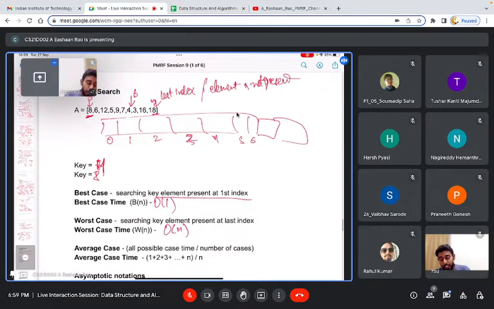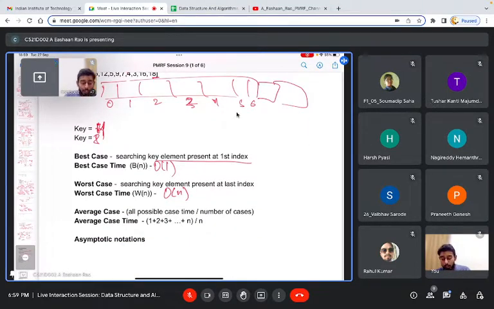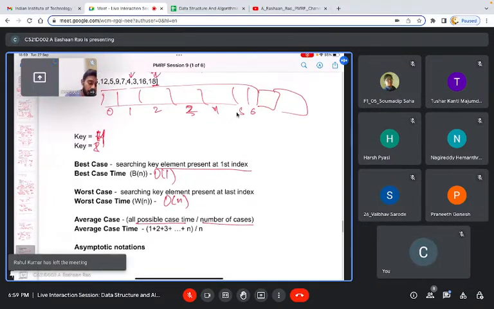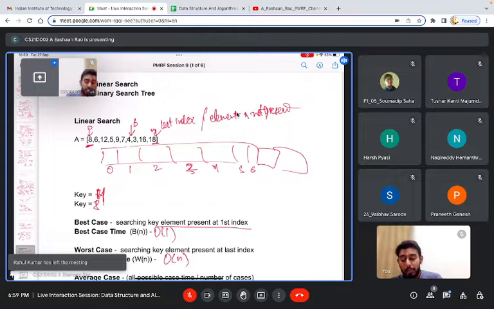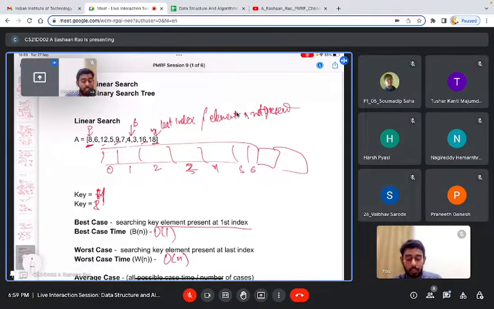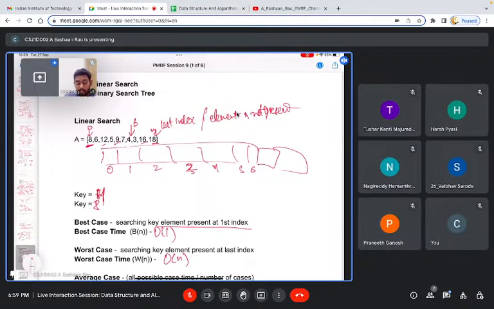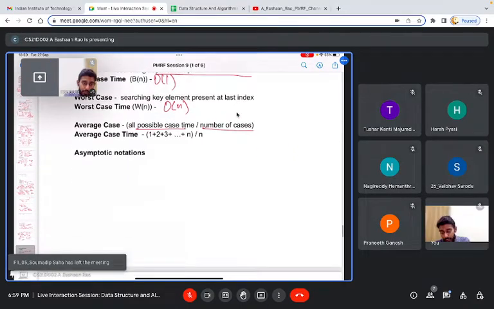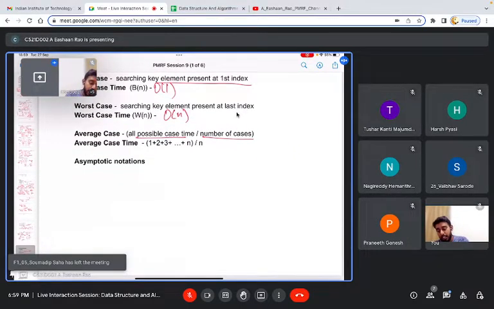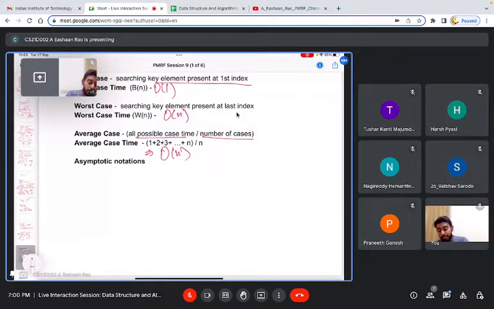So what will be the average case? The average case is usually defined as all possible case times divided by the number of cases. In all possible case times, we consider the time taken for finding 9, the time taken for 16, similarly 12, 3, all these cases, how much time each will take, and how many different types of cases it forms. That's how the average case comes. In this case, it will be order of n.